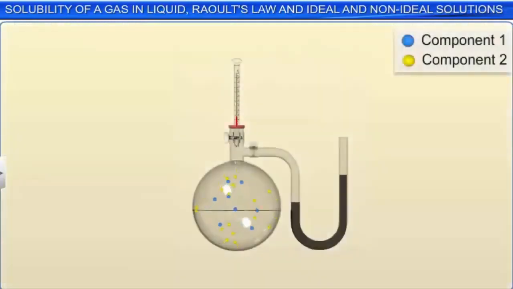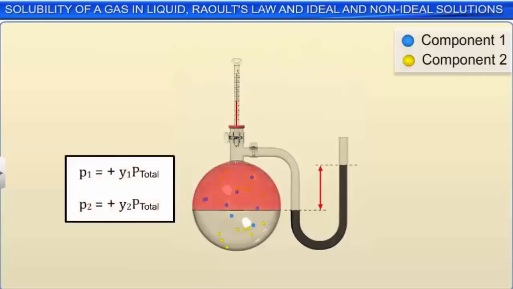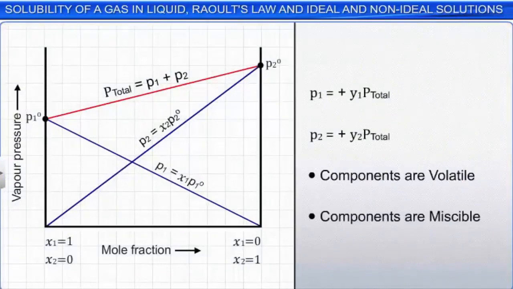Further, as the vapor phase is in equilibrium with the solution phase, the composition in the vapor phase can be determined by the partial pressures of the components by the equation P1 is equal to Y1 P total and P2 is equal to Y2 P total, where Y1 and Y2 are the mole fractions of the components 1 and 2 respectively in the vapor phase. It is important to note that the above holds true only if the two components in the binary solution are volatile and are completely miscible with each other.